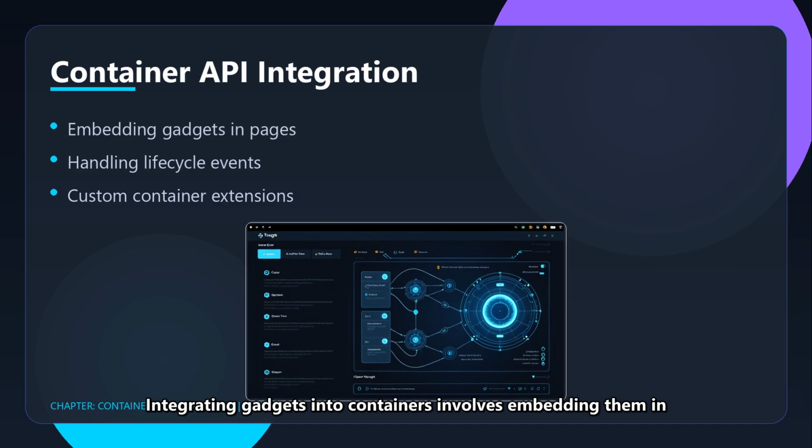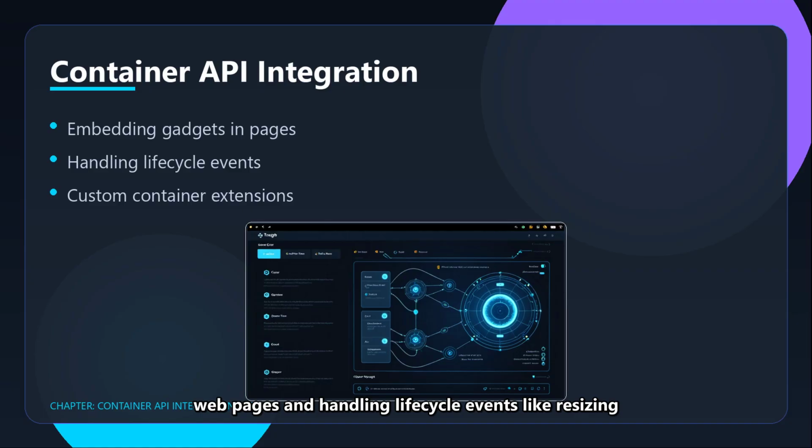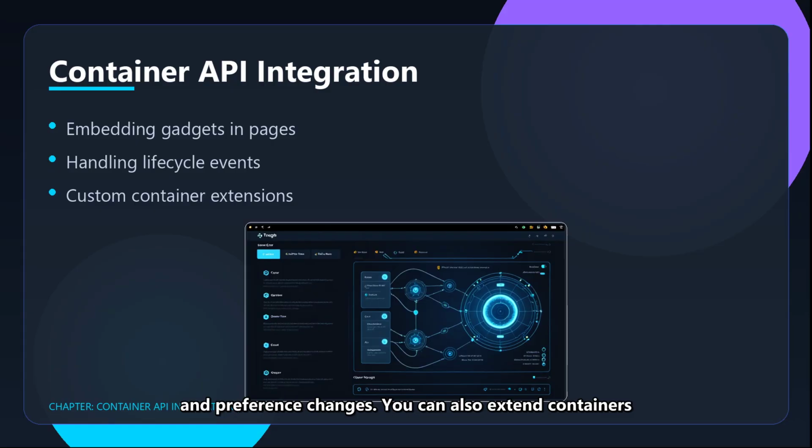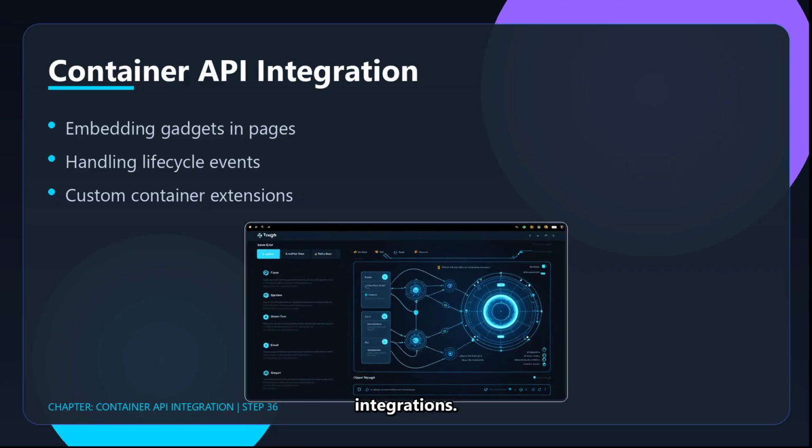Integrating gadgets into containers involves embedding them in web pages and handling lifecycle events like resizing and preference changes. You can also extend containers with custom APIs to support advanced features and integrations.